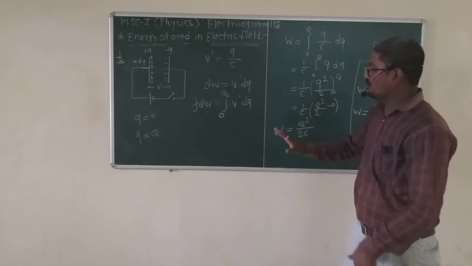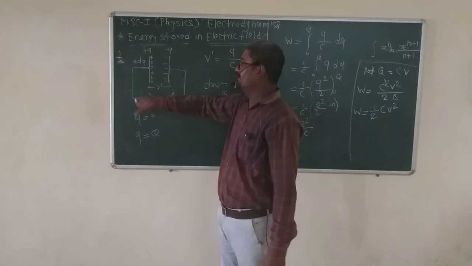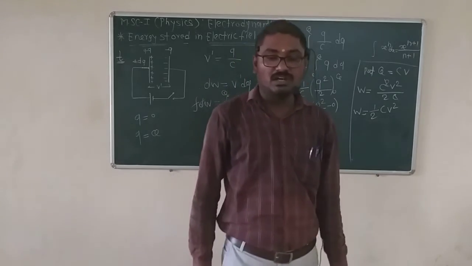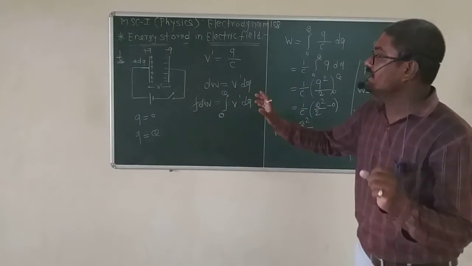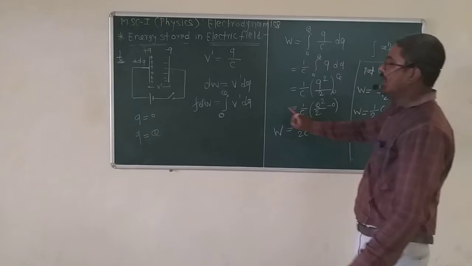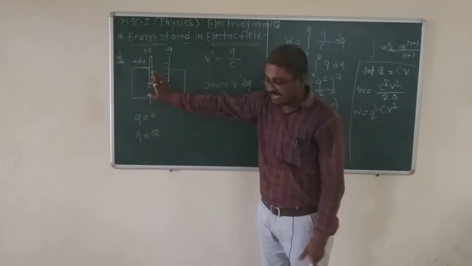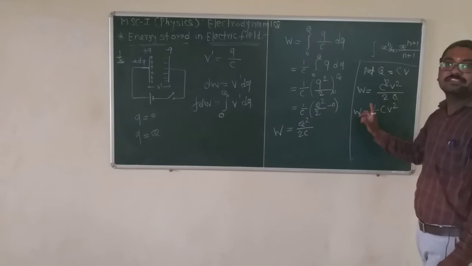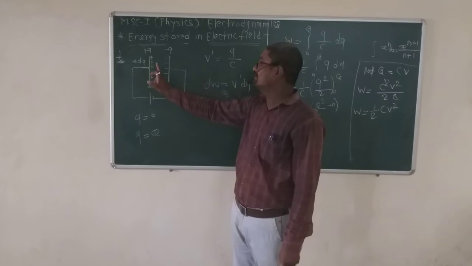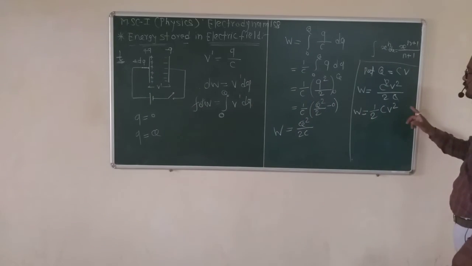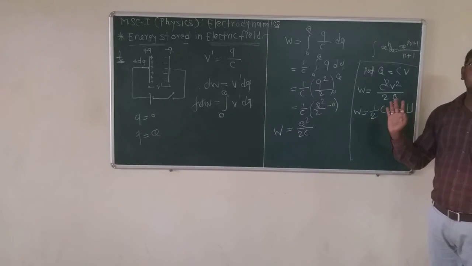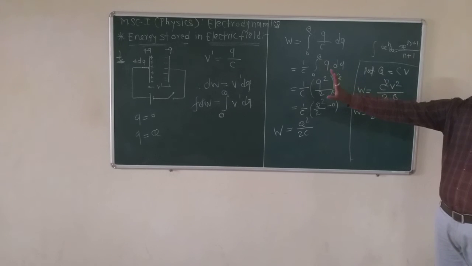That work is done by the cell to provide the plus dq charge in the capacitor, and that work done is stored as potential energy in the capacitor. This is the final expression: W is equal to 1 by 2 CV square, that is U, and U is the energy stored in the capacitor.